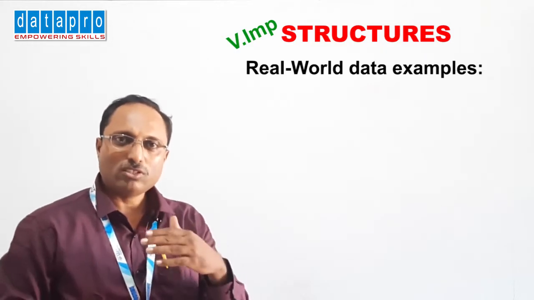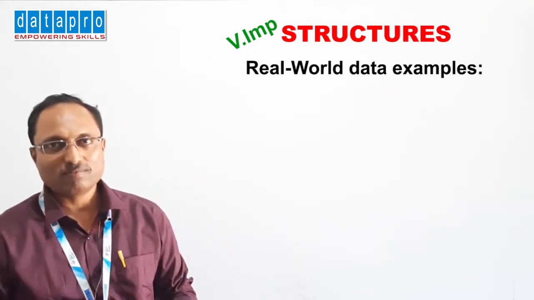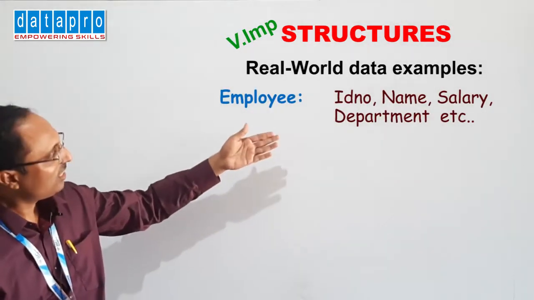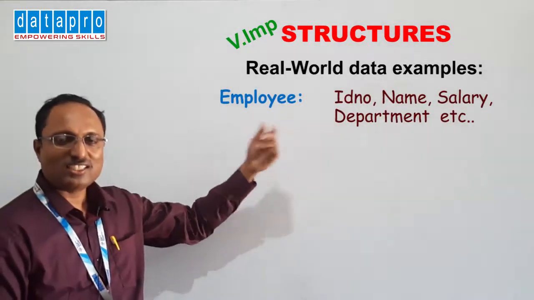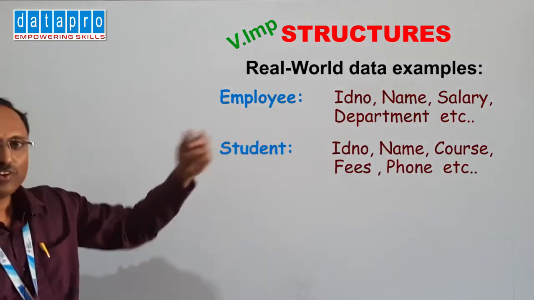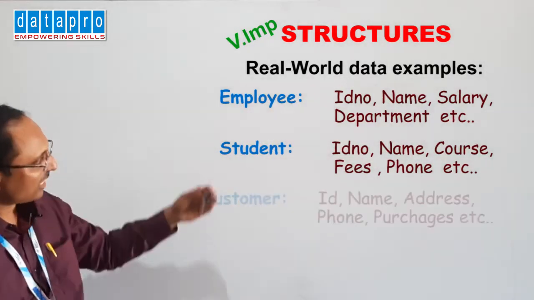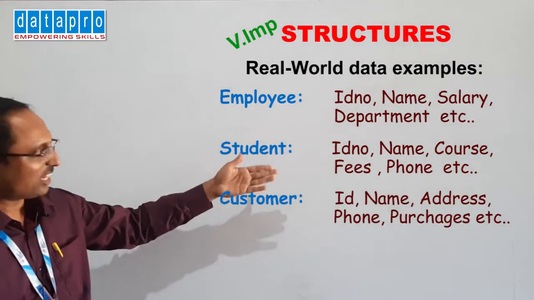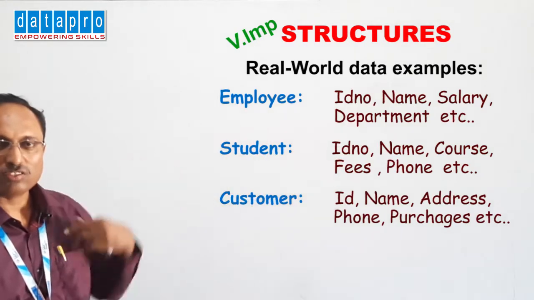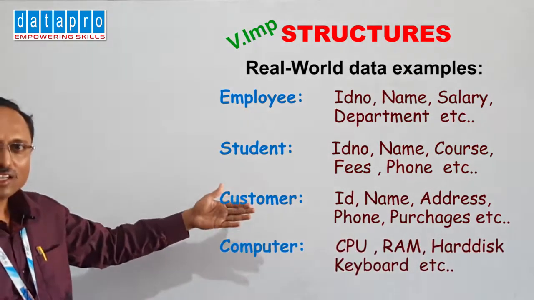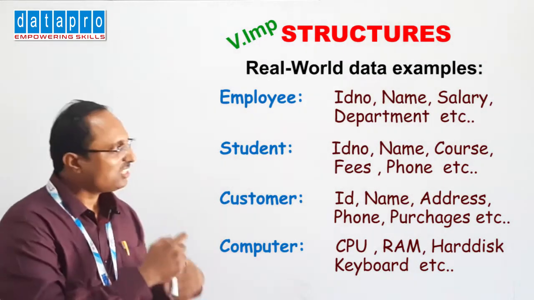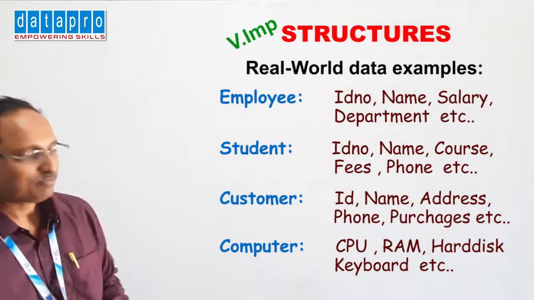Let me give you some more examples of real world data. An employee's information contains employee ID number, name, salary, etc. A student information like ID number, name, course, fees, etc. A customer information like customer ID, name, address, phone number, what he has purchased, and so on. A computer information like CPU configuration, RAM, etc. All these are examples of real world data.